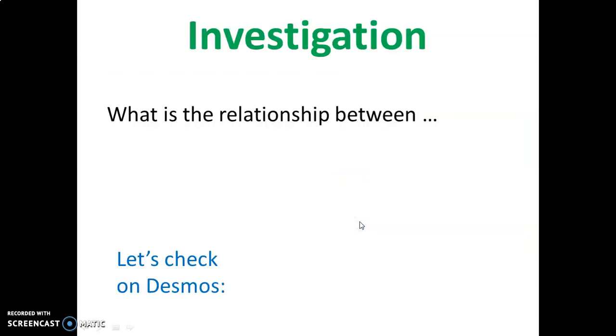Okay, so now we're going to do a little bit of an investigation. We're going to look at what is the relationship between an exponential function and a log function, and they both, notice, have the same base. So as this exponential function has a base, and so does this log one. So what's the relationship there?